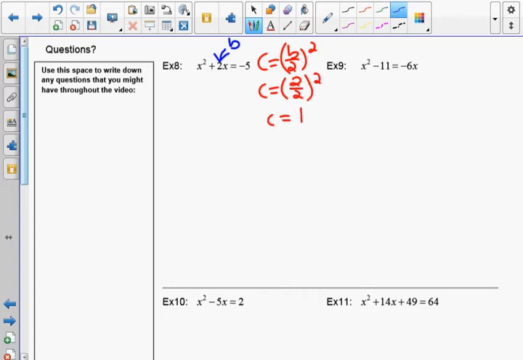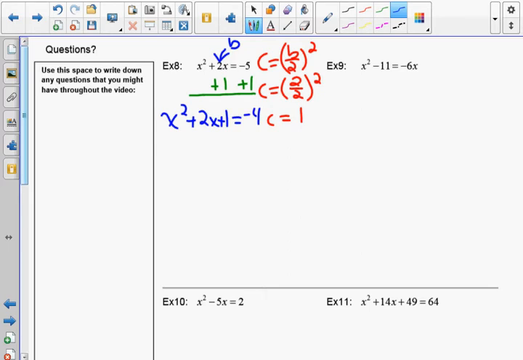Now the reason why we did this is because the next step is to add the c value, which is the b over 2 squared, to both sides of the equation. So we're going to add 1 to both sides. And we now have x squared plus 2x plus 1 is equal to, and negative 5 plus 1 is going to be a negative 4.